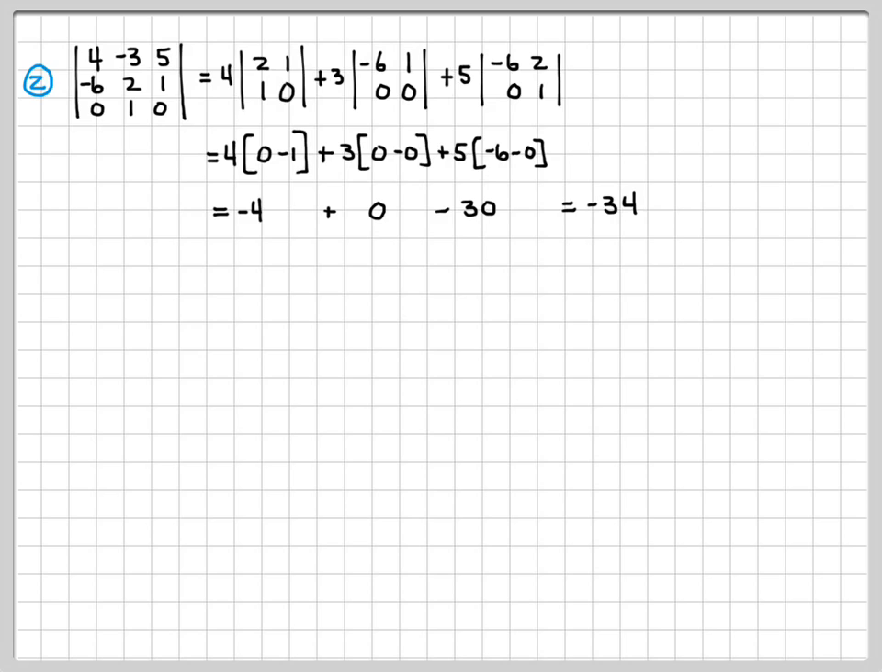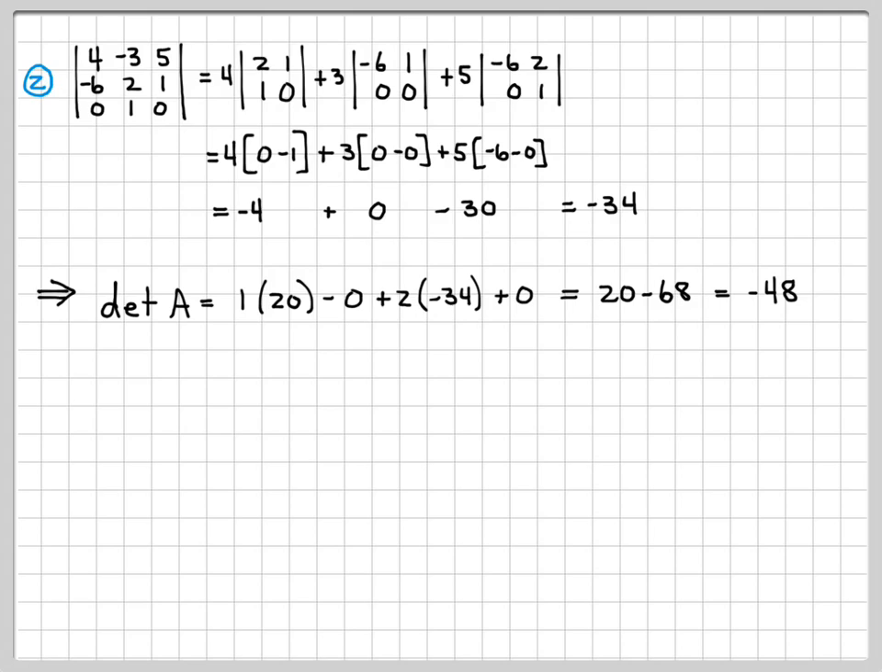Now if we go back to our equation, we know that the determinant of A was equal to 1 times the first term, which was 20. We just computed that on the previous slide. And then minus 0, plus 2 times term 2, which was a negative 34. So I plugged that in right here. And then plus 0. If we simplify, that is 20 minus 68, which is equal to a negative 48. So we've now computed the determinant of the 4x4 matrix A.